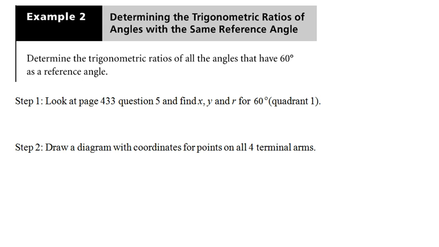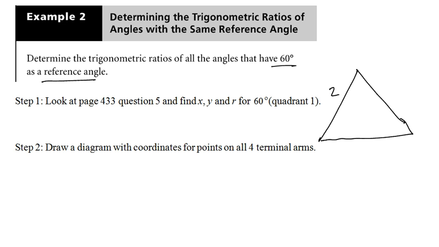Alright, and here's a final question from the textbook to end this marathon. So we need to determine the trig ratios of all the angles that have 60 degrees as a reference angle. Okay, so first thing we're going to do is, instead of looking at page 433, we're going to have a look at our 60 degree special triangle.